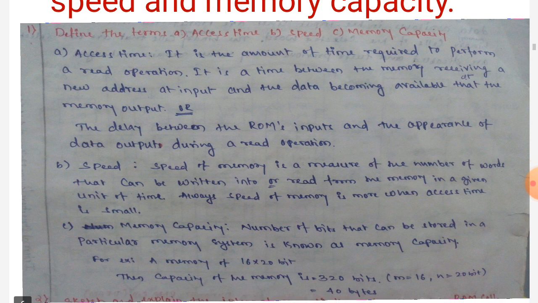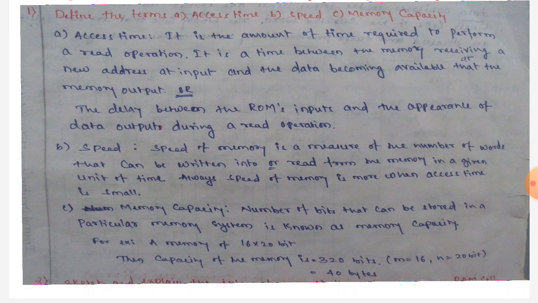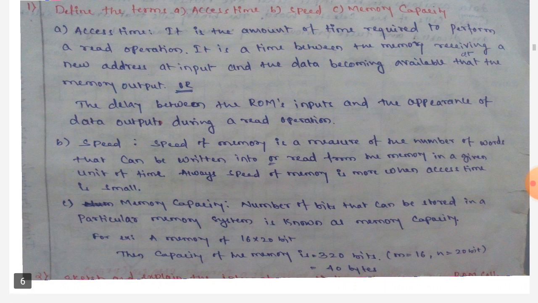Then one more definition is memory capacity. The number of bits that can be stored in a particular memory system is known as memory capacity. For example, for a memory of 16 into 20 bit, the capacity of the memory is 320 bits, where m is equal to 16 and n is equal to 20. So you will store 40 bytes. The capacity of the memory is 40 bytes.